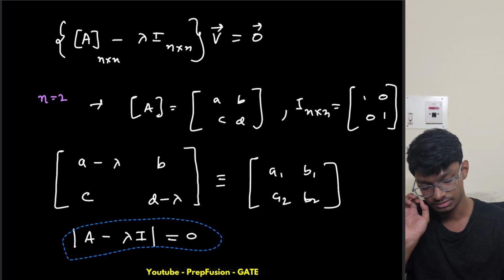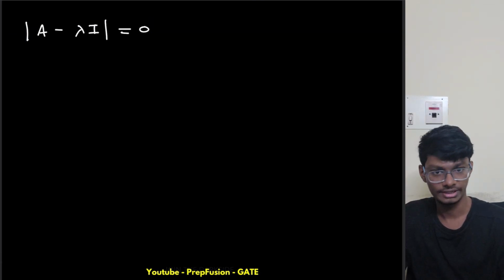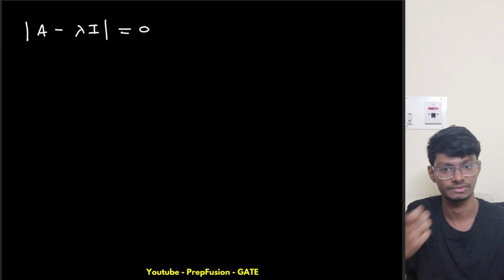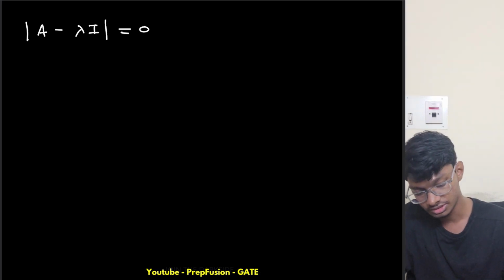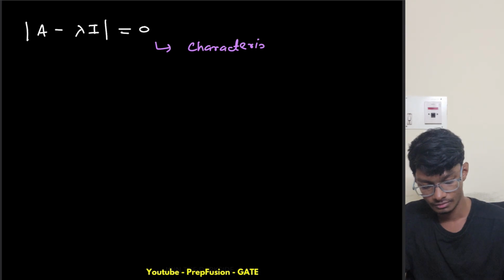So for now, that is this equation. Now this equation has multiple names. Generally people just write this directly. I have explained to you why you take the determinant. So this equation is also known as the characteristic equation.